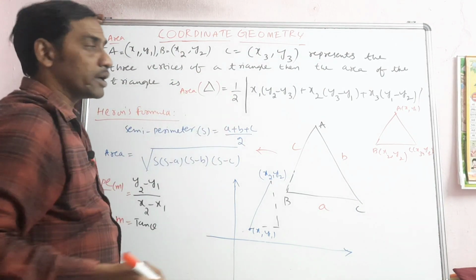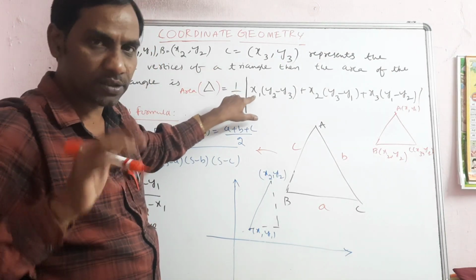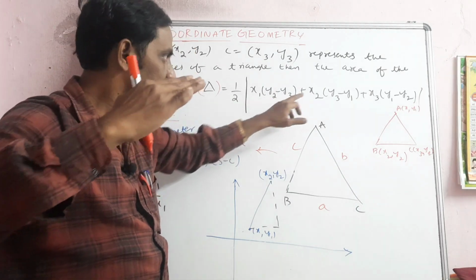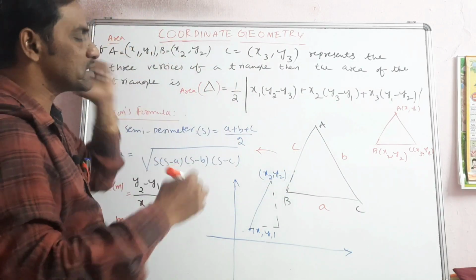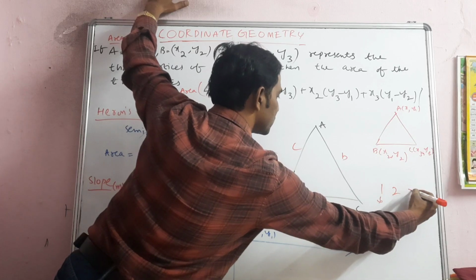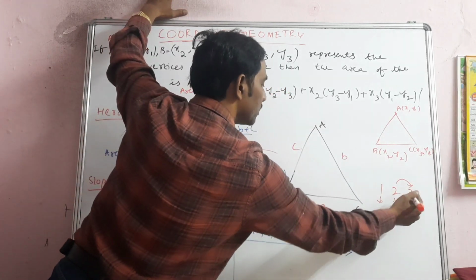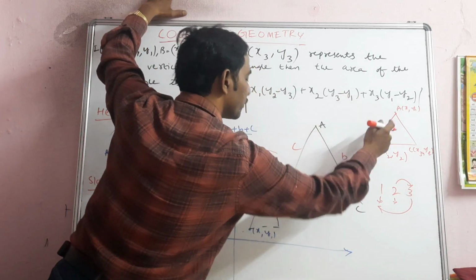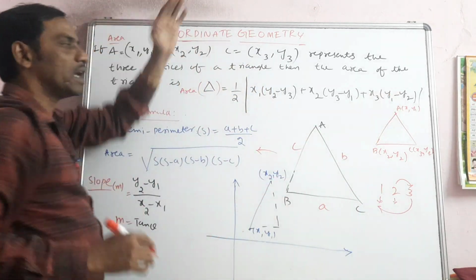So now the area of the triangle formed is half into x1 into y2 minus y3. You remember the order: 1 2 3, 2 3 1, 3 1 2 like that. If you take 1, then next is 2 3. If you take 2, then you will come to 3 and 1. And if you take 3, then after 3 you will take 1 minus 2 like that. So that order you remember.